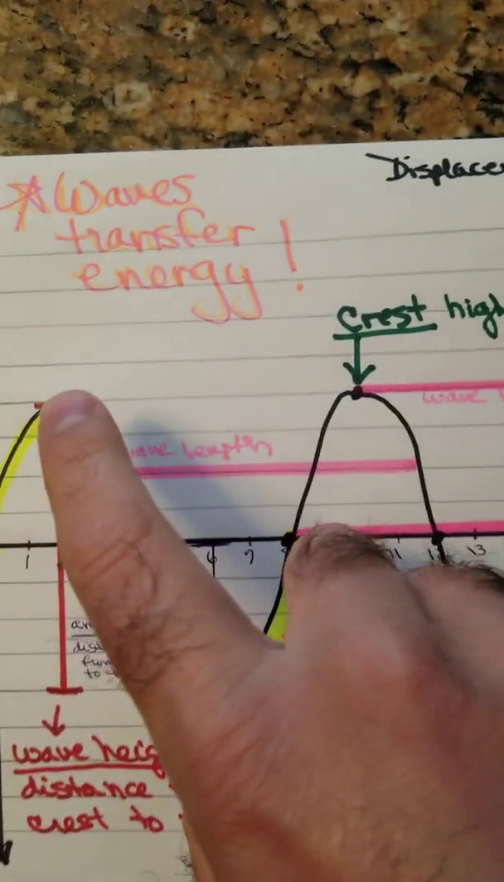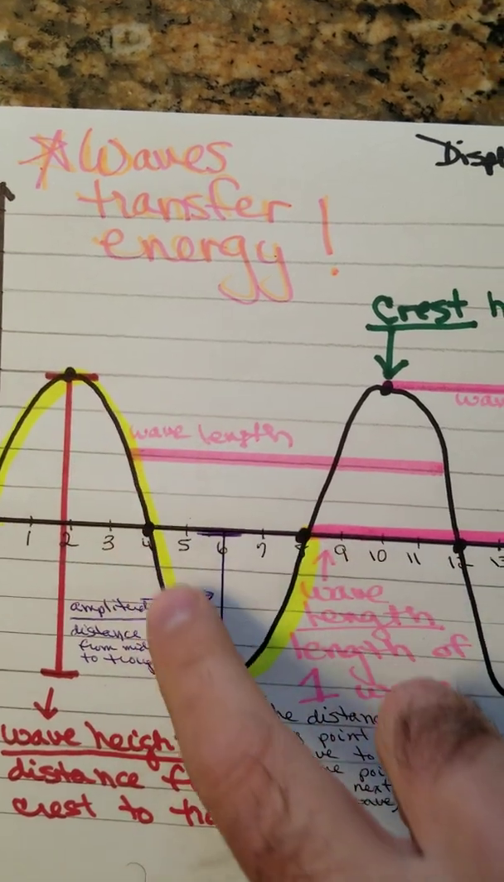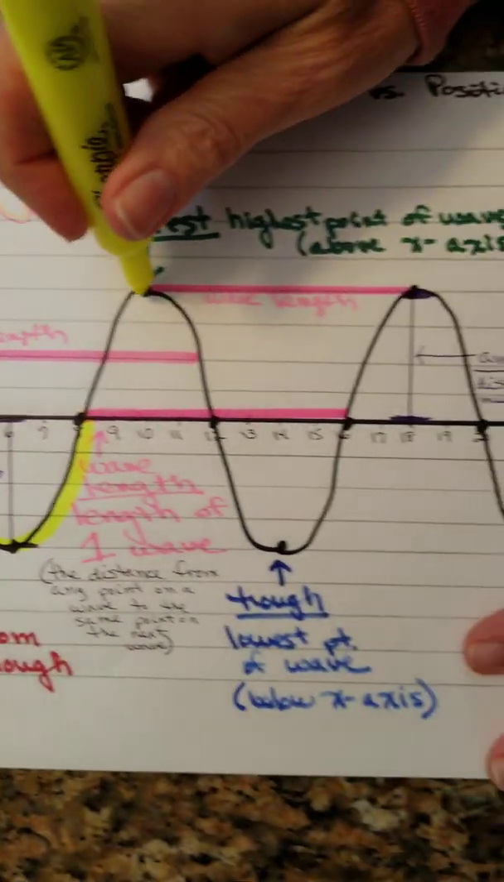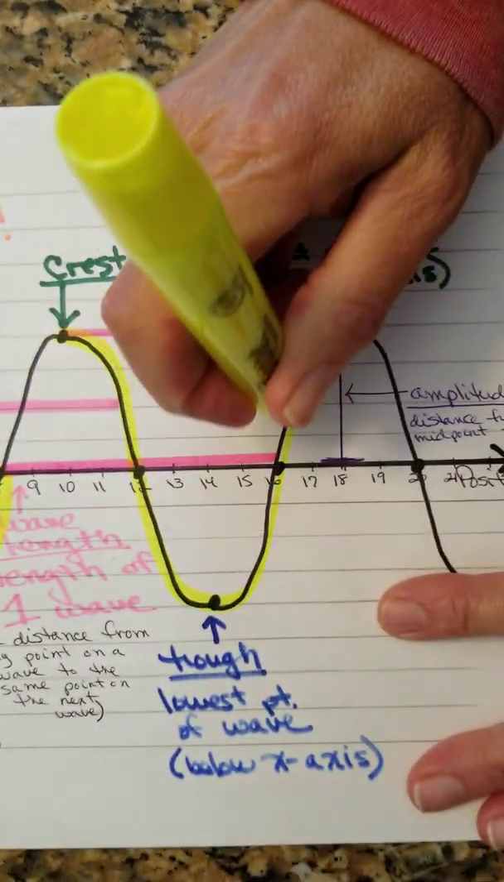If we chose to look at this as the starting point, then it's going to go from maximum to minimum, back to maximum. That would be one cycle. Let's do it over there. I'll do it over here. That would also be one cycle of the wave.